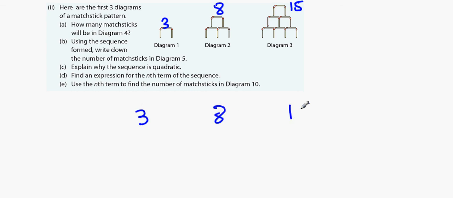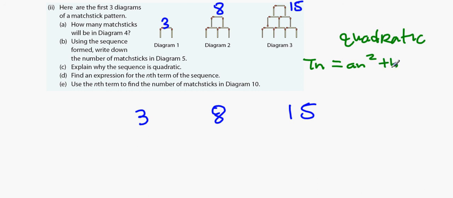Now what we can readily identify is that it's not an arithmetic series, okay? Because it's going up too fast. So it's not an arithmetic series. It's more likely a quadratic series. Now if you remember from the quadratic series, t of n is an squared plus bn plus c. And we have to figure out what the first difference is.